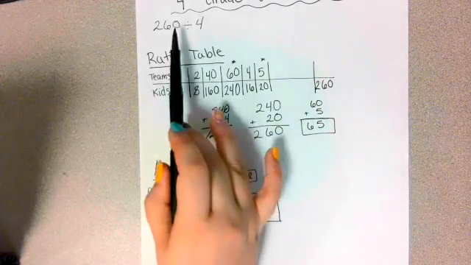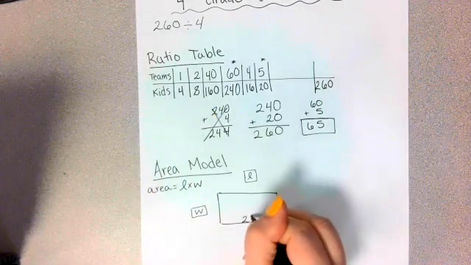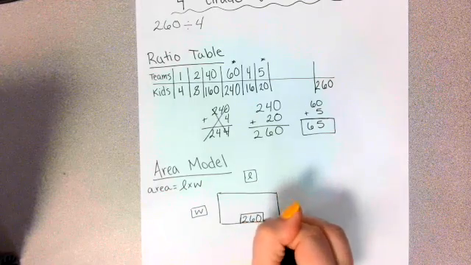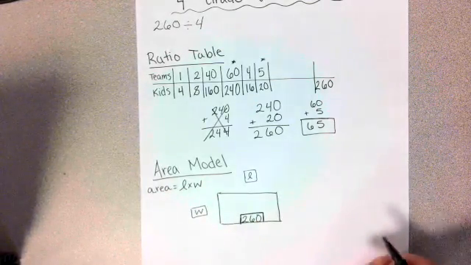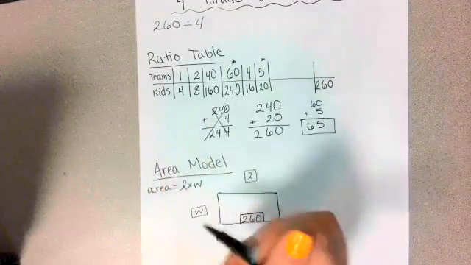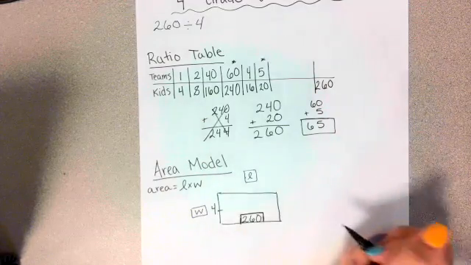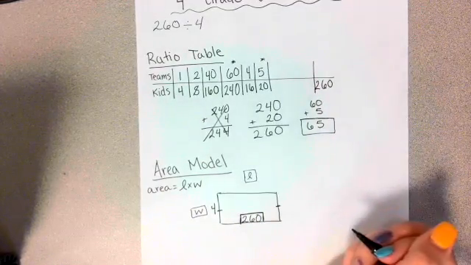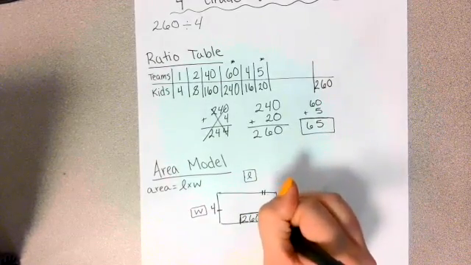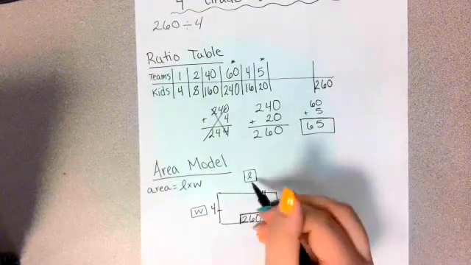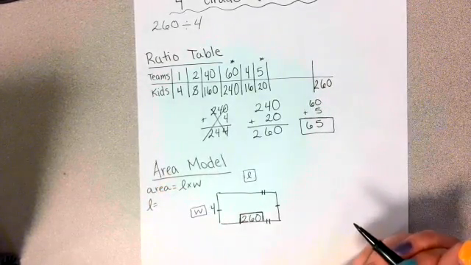We know our total area, the total space, is 260. So I'm going to keep that on the inside because that's what I know my whole inside space is. And I know one of my dimensions is 4. If this is 4, that means this is also 4. But we do not know the measure of this length yet. That's what we're searching for. Searching for length equals, okay?